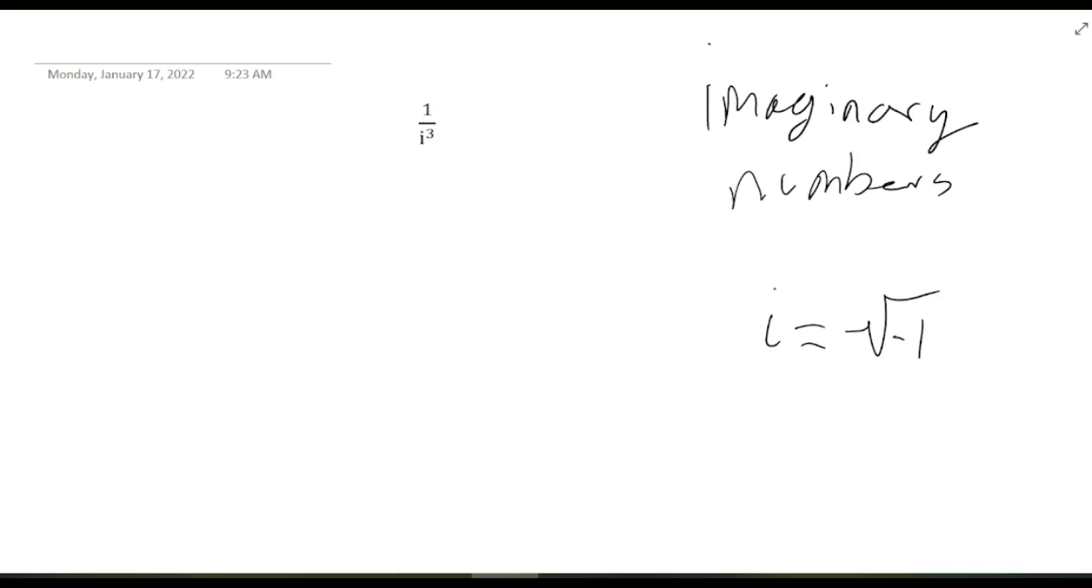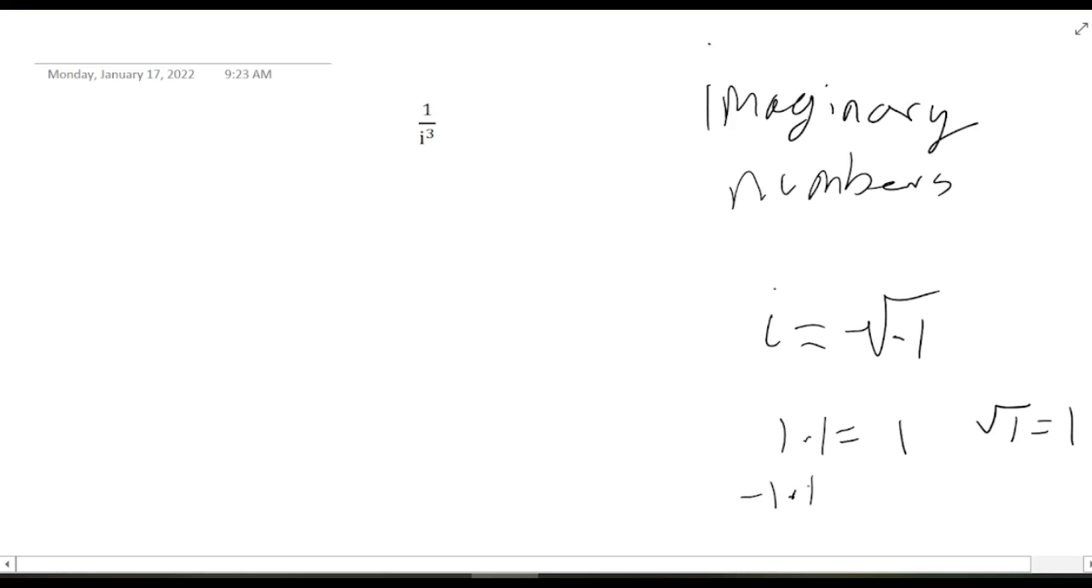And the reason why this number has its own special variable, i, is because there really is no answer for the square root of -1. Because any number, let's take 1, right? If we have 1 times 1, we're going to equal 1. So the square root of 1 would be 1. And if we were to take the negatives of these ones, -1 times -1, that would also equal 1 because the negatives cancel out. So the square root of 1 can also be -1.